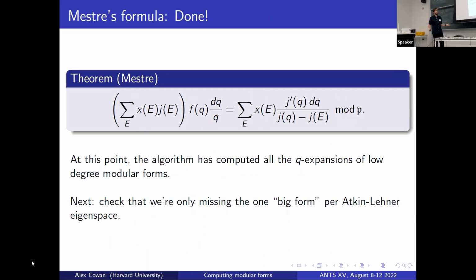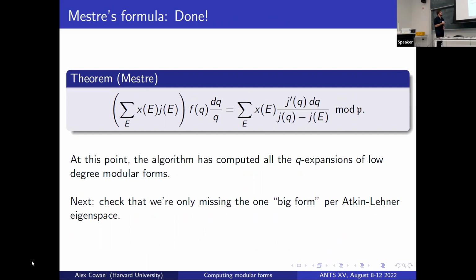Okay, so at this point, we've computed this right-hand side, right? We got the eigenvector from Wiedemann's algorithm, and we did everything else carefully. And then this left-hand side is exactly the Q expansion that we wanted to compute. So we're done. We have our Q expansions. At this point, we could just stop and we could declare victory.